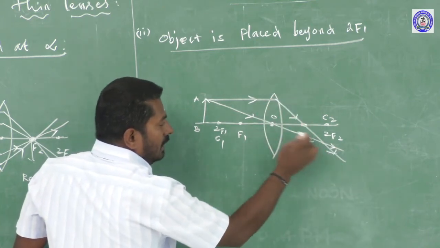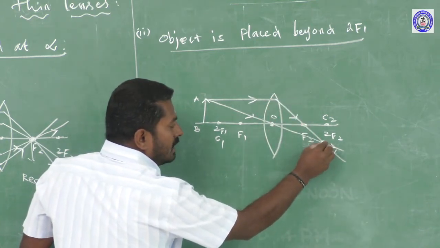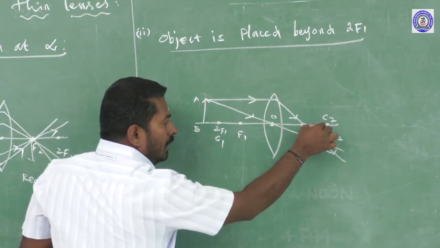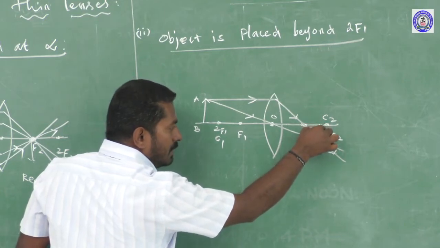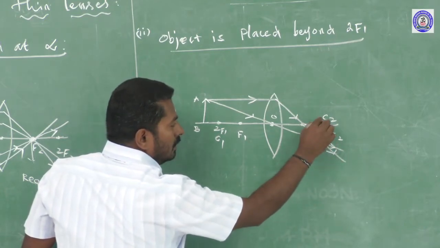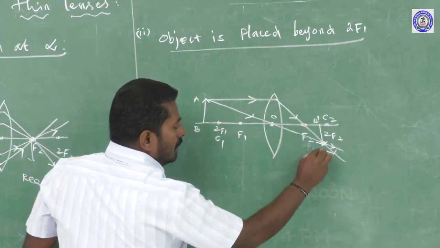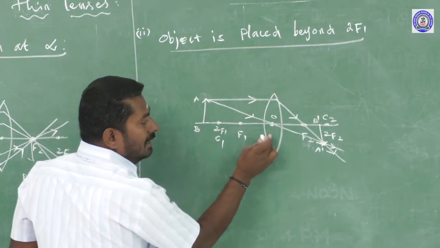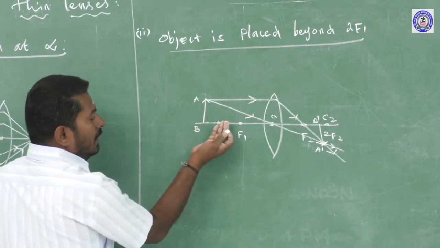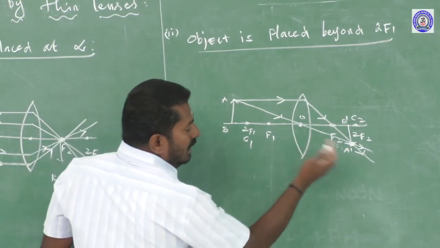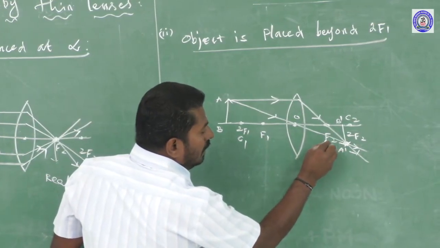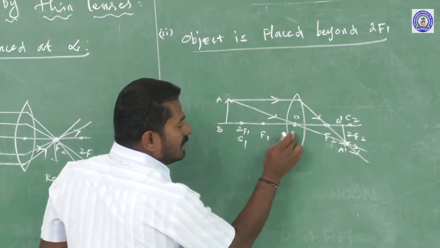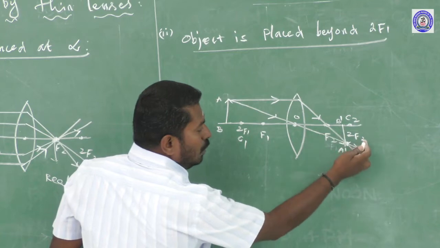This is the first refracted ray; the other refracted ray intersects it at this point, and the image will be seen. So we draw a perpendicular line from this point to the principal axis. B prime, A prime: A prime B prime is the image formed by the thin convex lens. When the object is placed beyond 2f1, the image is obtained between f2 and 2f2. That is the position of the image formed by the thin convex lens.